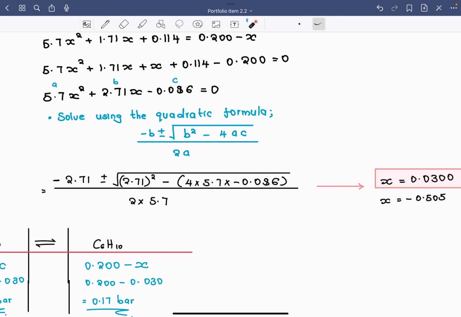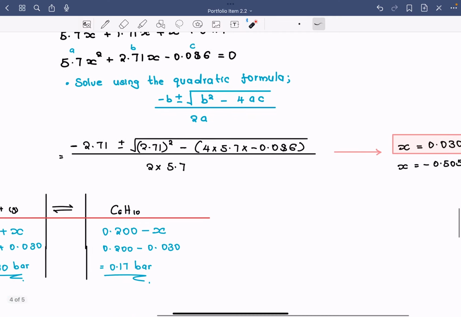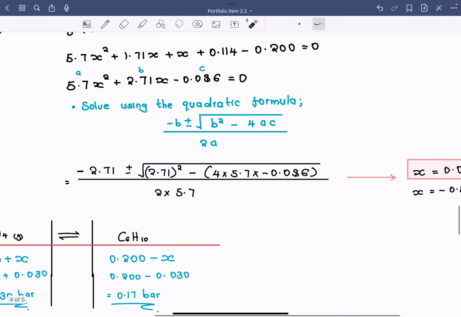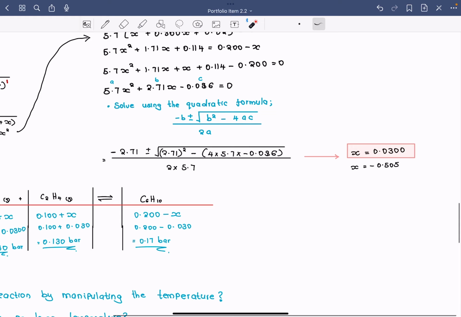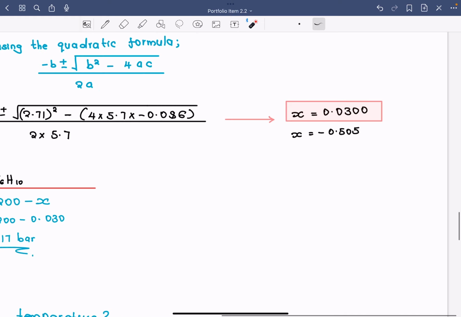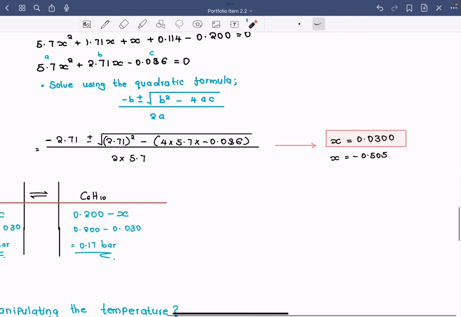And now we are able to plug our information into the quadratic formula, because we have our A, we have B, and we have C. So I plugged everything in here, and I solved that using a calculator, and I got two X values: X equals 0.0300, and X equals minus 0.500.